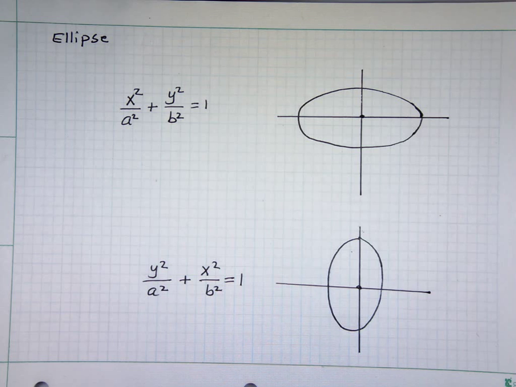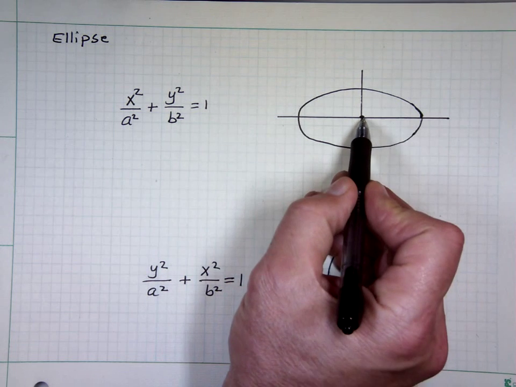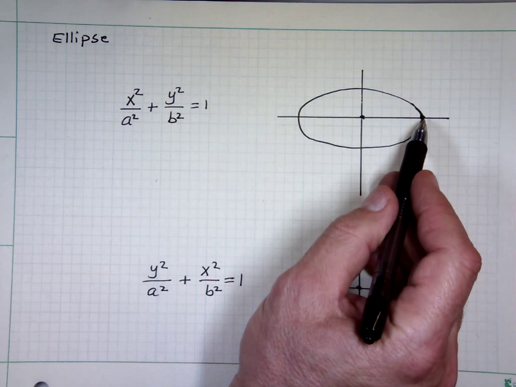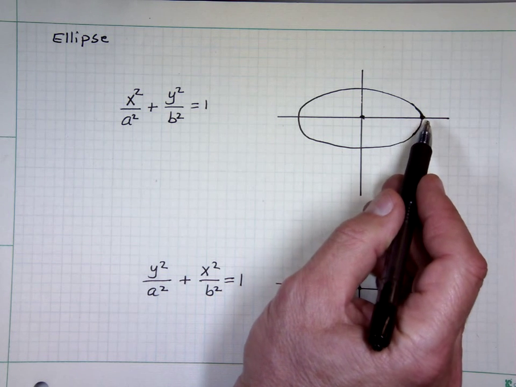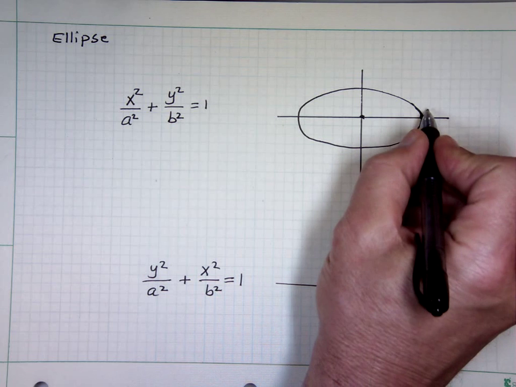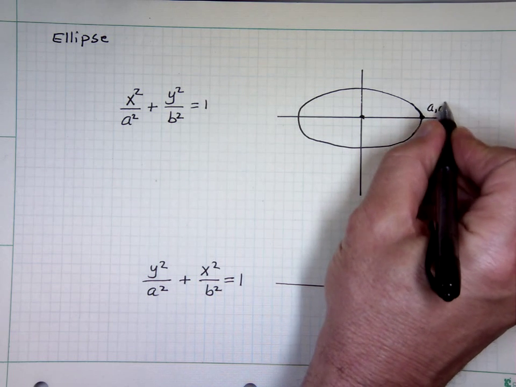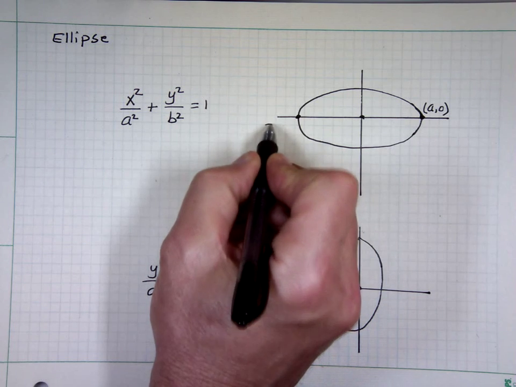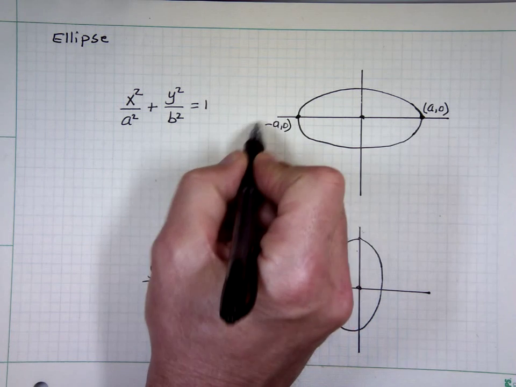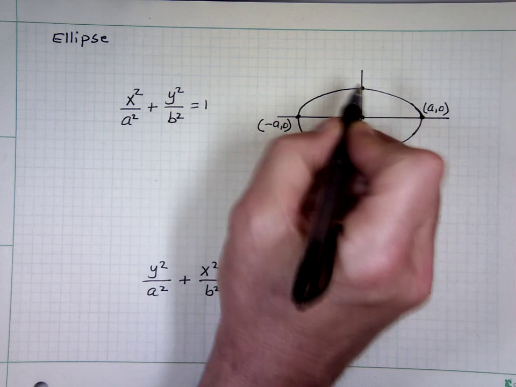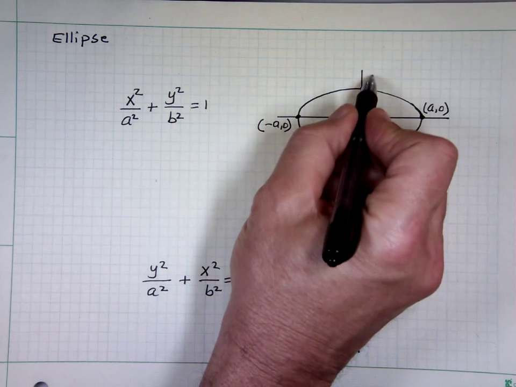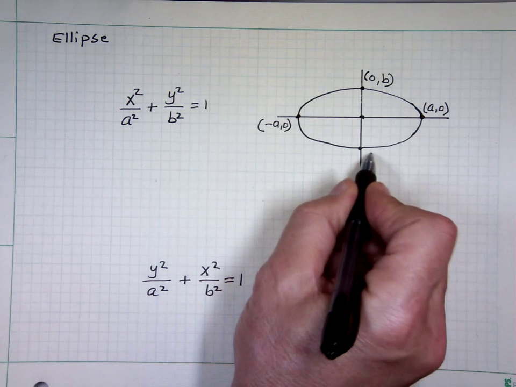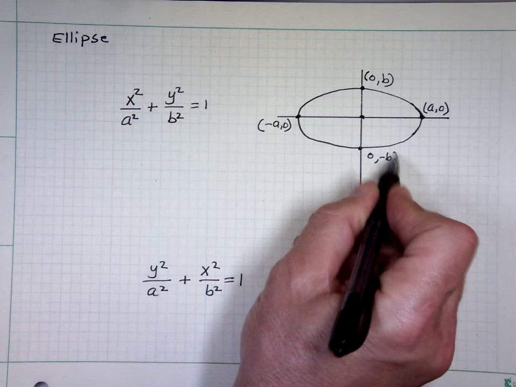What's a? a is the distance from the center to that edge. So if you look at that point, that's the vertex there. If you look at that point, the coordinate for that point will be what? a comma 0. a is always the longer side. This is negative a comma 0. This is b here, 0 comma b. And this is what? 0 comma negative b.